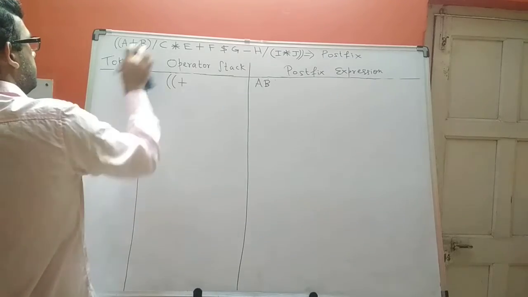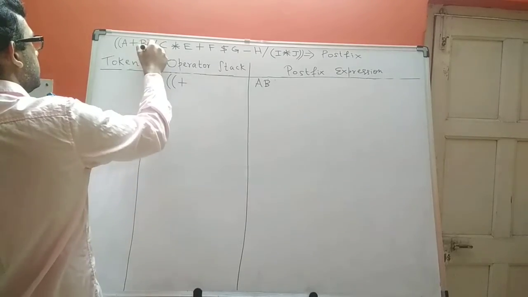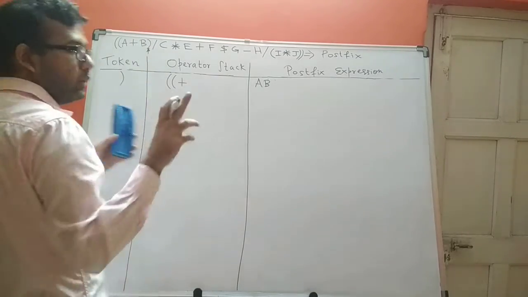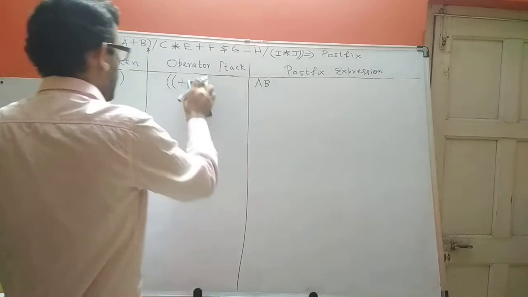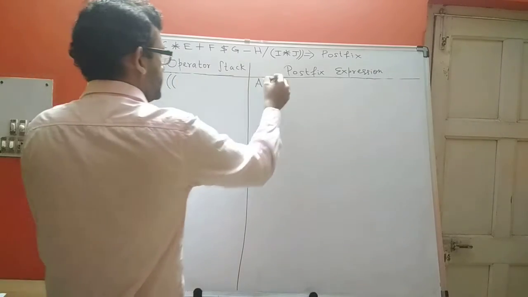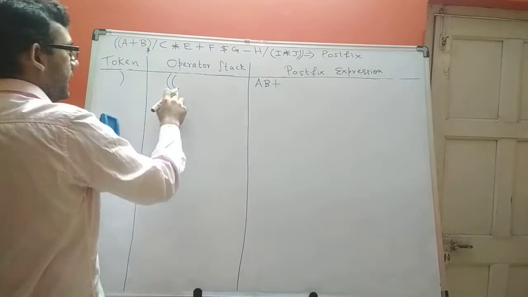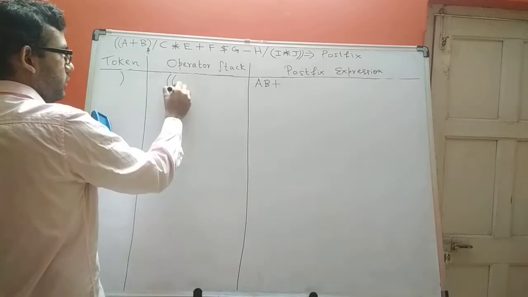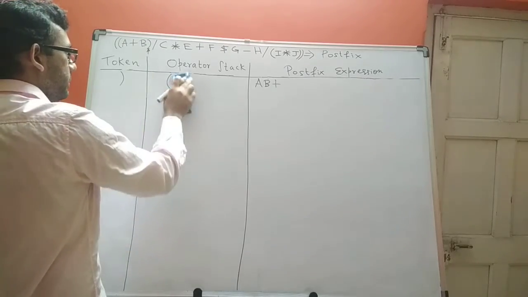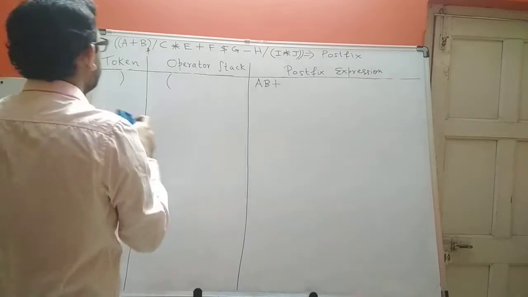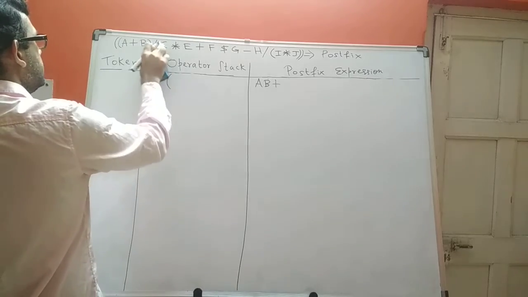Okay. My next token is closing parentheses. The moment I encounter a closing parentheses, what will I do? I'll pop from my stack and I'll add it to the output till the time I encounter an opening parentheses. I've encountered an opening parentheses here, so I'll pop it, but I'll not add it to the output. Okay. My next token is division.